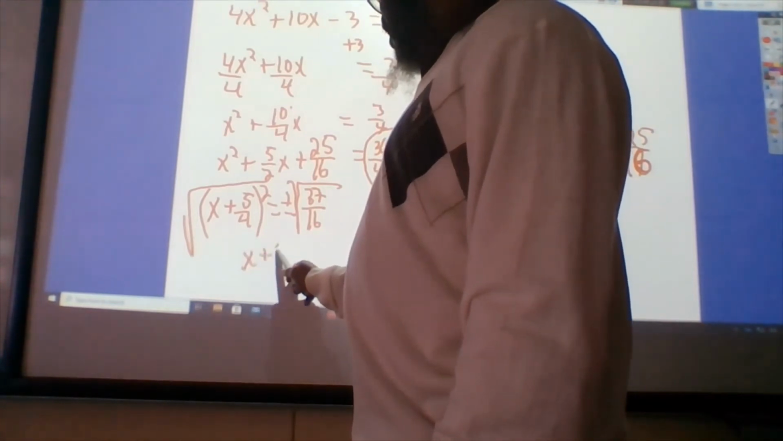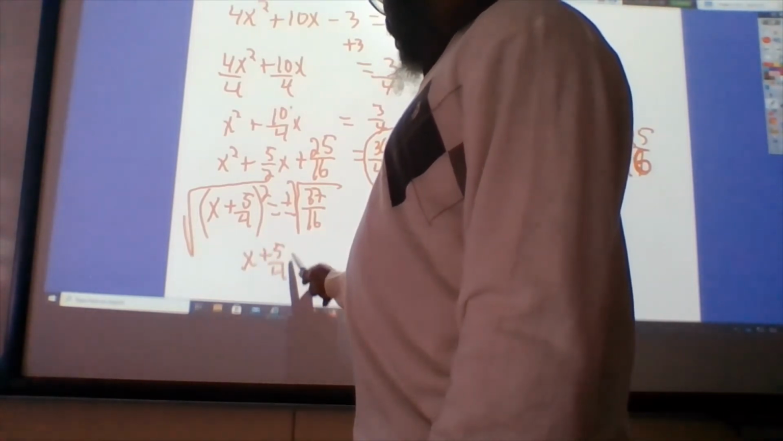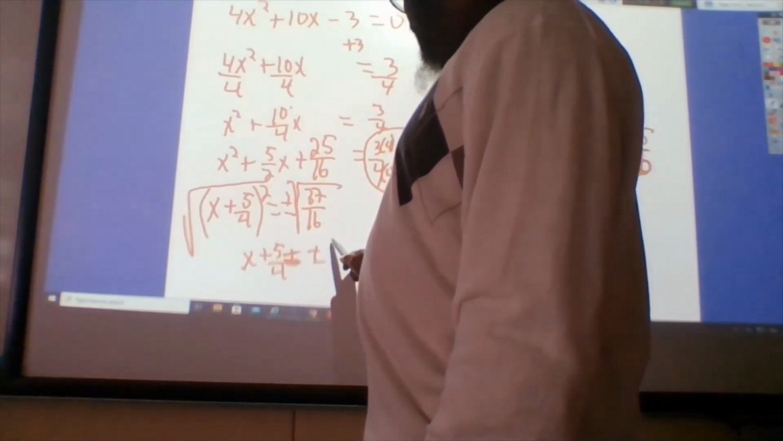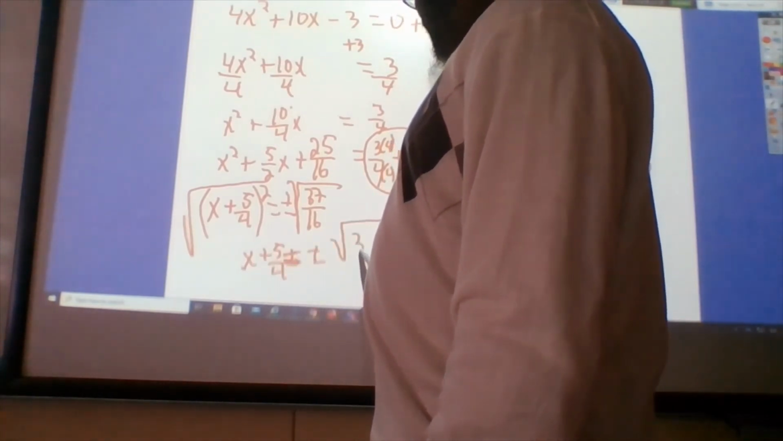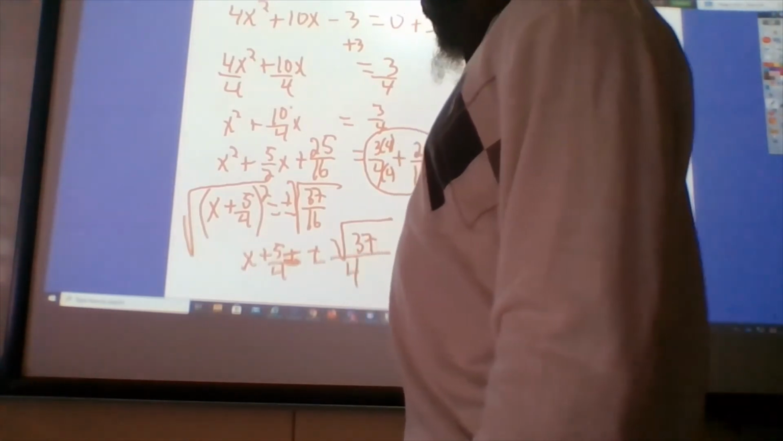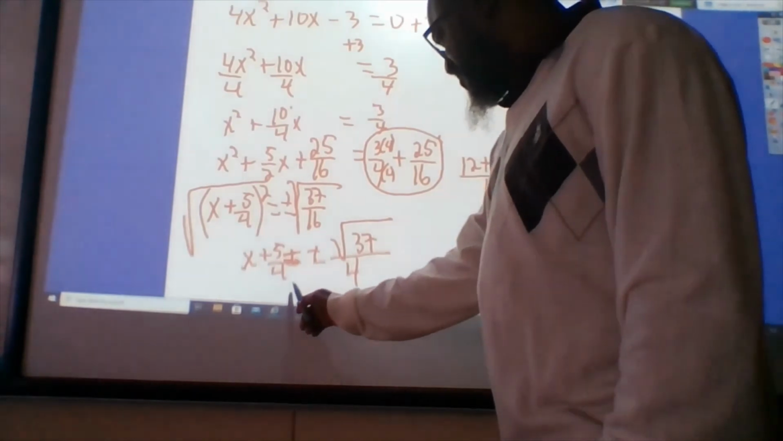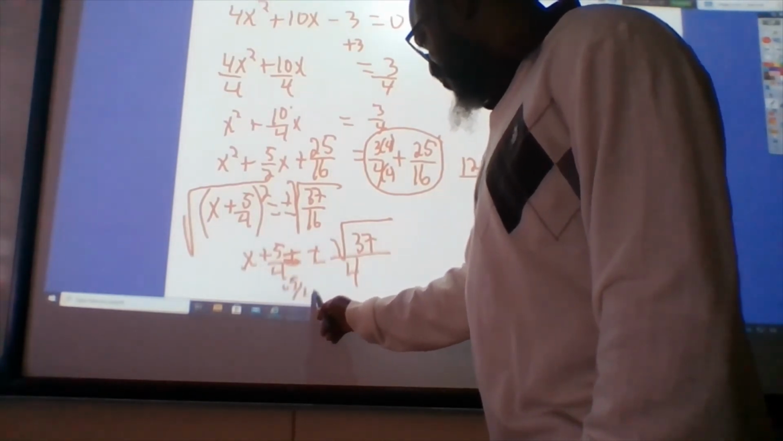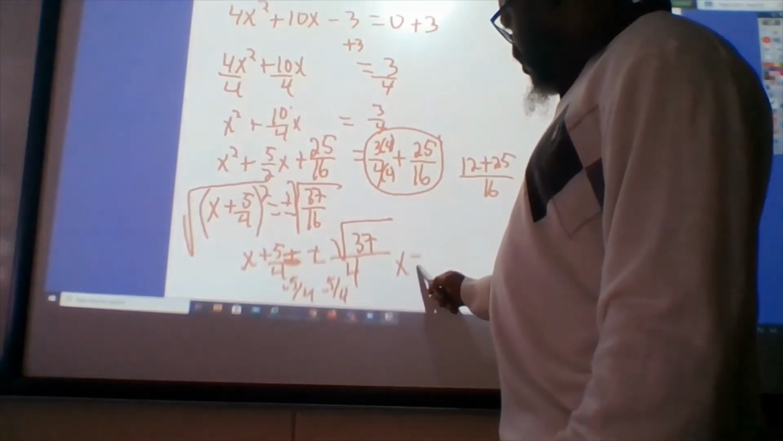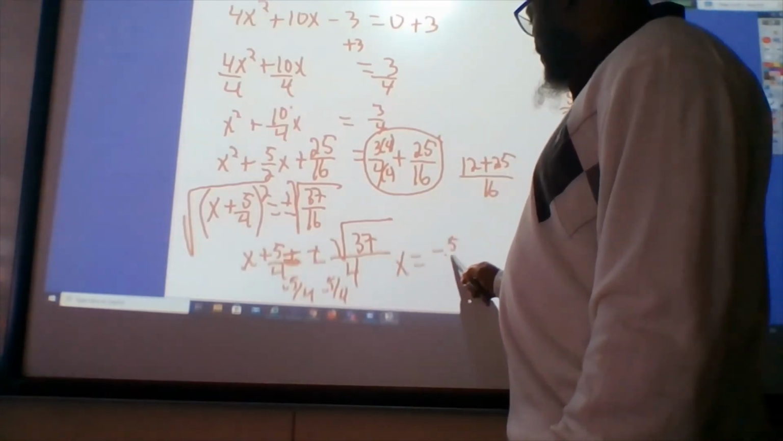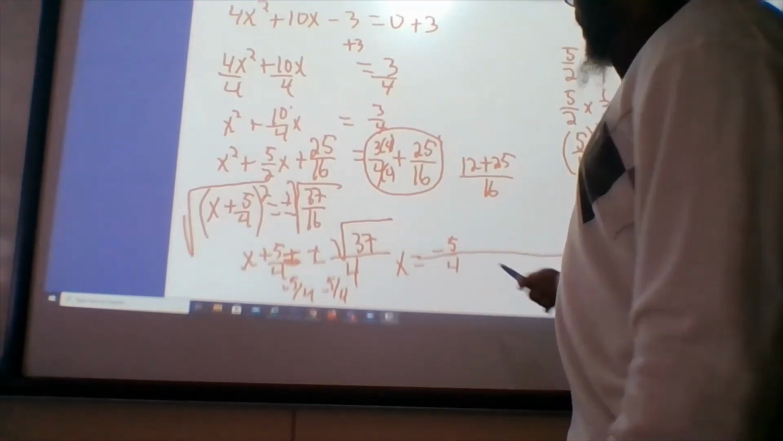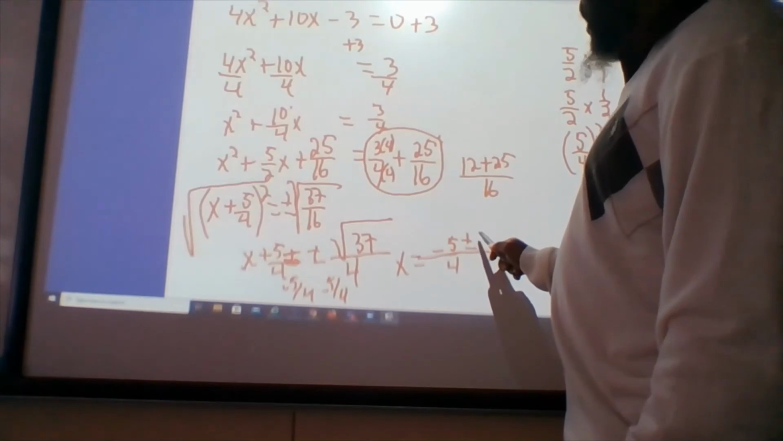Now you subtract 5 over 4 from inside to get x. Subtract 5 over 4 from both sides, and you will have x equal to negative 5/4. Since everything is over 4, you can write it this way: plus or minus the square root of 37. This is your answer. These are your x-intercepts. Those are complicated numbers, so you will have to deal with that. So that is the completing the square method.